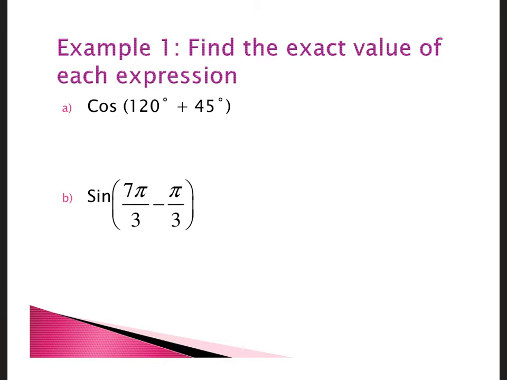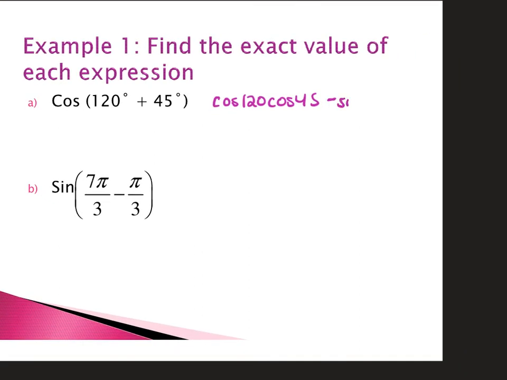All right, here's the application. It says find the exact value. Exact means I do not want a decimal. You have to use your unit circle coordinate points. Find the exact value of each expression, cosine of 120 plus 45. So this time they already gave it to you broken down. Because it's cosine, cosine, sine, sine, it's cosine 120, cosine 45, the sign changes, and then it's sine 120, sine 45.